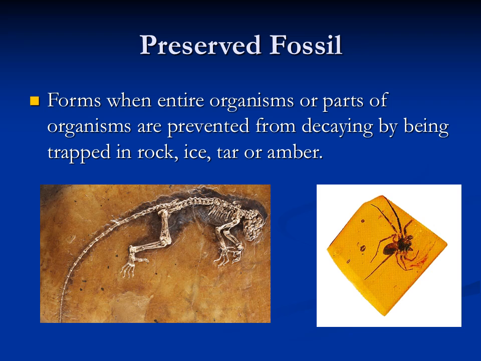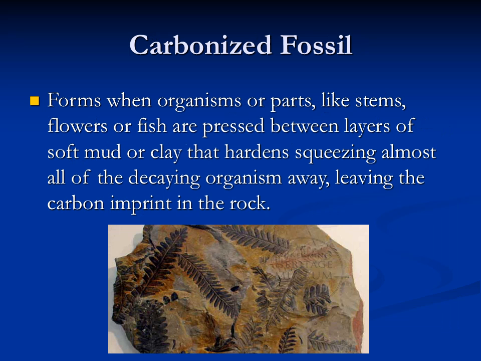Preserved fossils are when the entire organism or parts of the organisms are prevented from decaying by being trapped in either rock, ice, tar, or amber. And it's really cool to see when something is completely preserved in ice. Amber is really common if you look at the one on the right. Lots of different bugs or different types of plants can be trapped in amber.